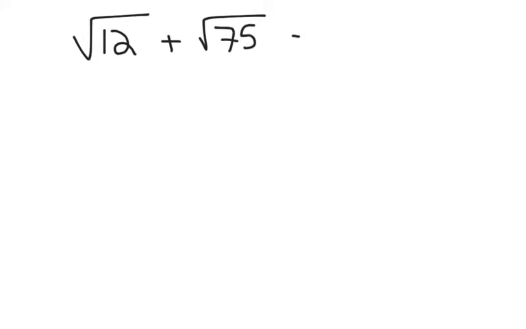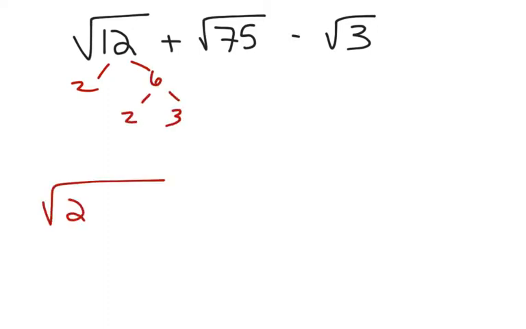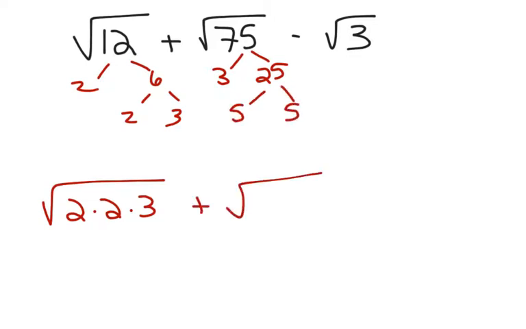But I couldn't do that until I broke down and simplified the square root of 12 and the square root of 75. I'm going to do this one more time using the factor tree method because some students like that better. So I could break down 12 by doing 2 and 6 and 2 and 3. So I could rewrite that as 2 times 2 times 3. 75 is 3 times 25, which is 5 times 5. So I can rewrite that as 3 times 5 times 5.